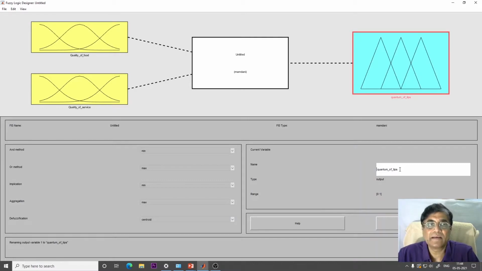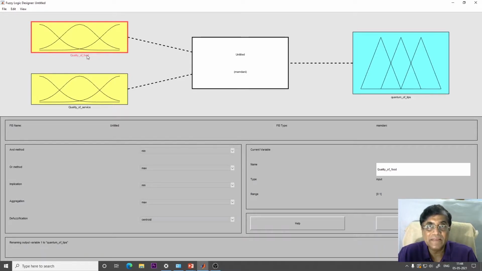Okay, I have named my input and output. So the fuzzy inference system acts as my black box for the timing, and we will design this black box. But before that, I will have to fuzzify the variables, the quality of food.